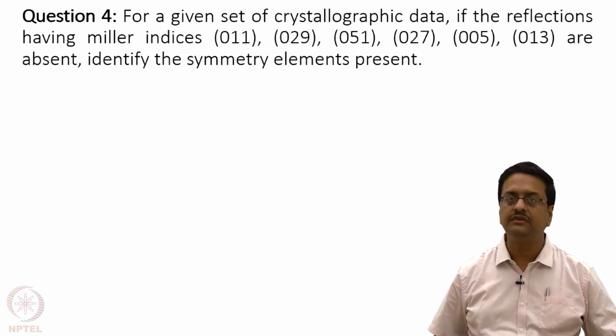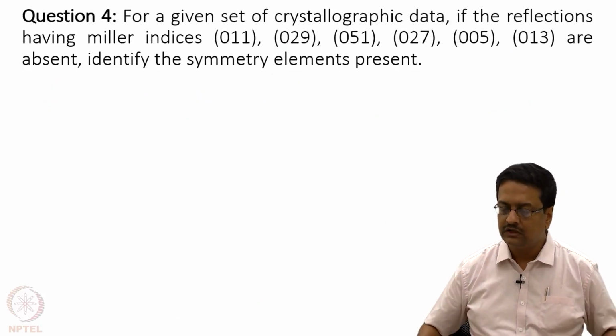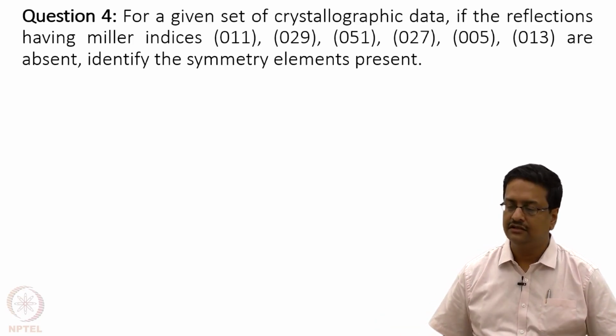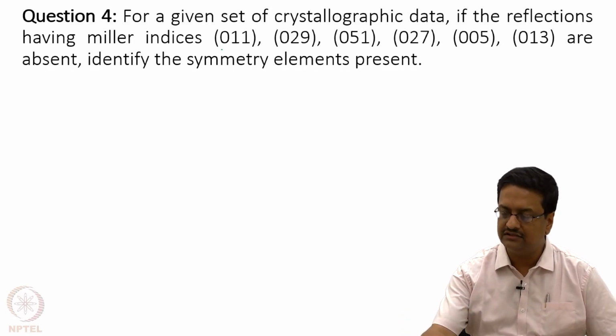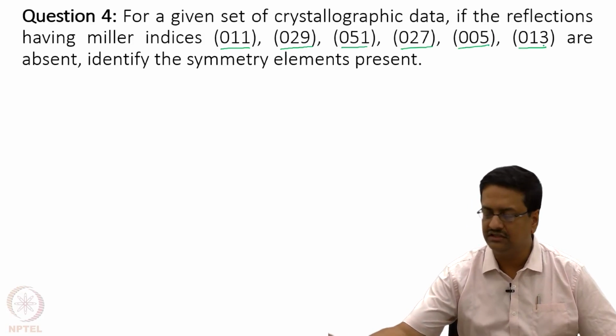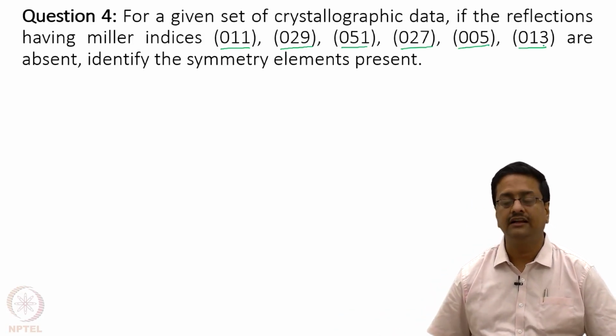The fourth problem here has the question on systematic absence. The question is, for a given set of crystallographic data, if the reflections having Miller indices 011, 029, 051, 027, 005, 013, etc. are absent, identify the symmetry element present.